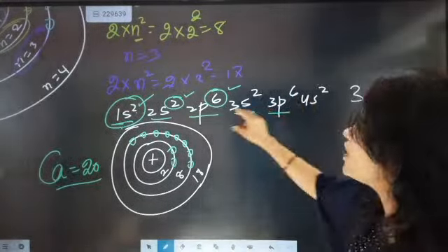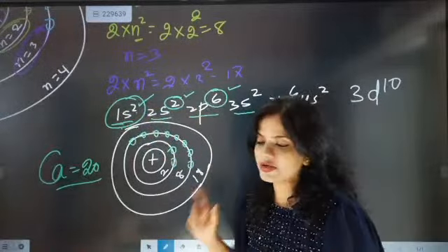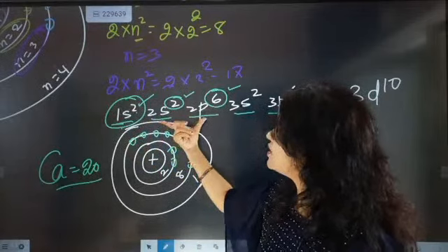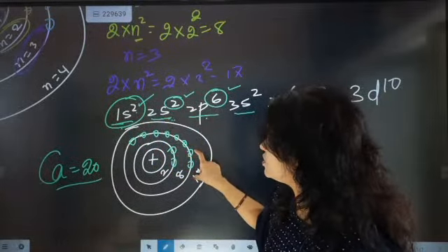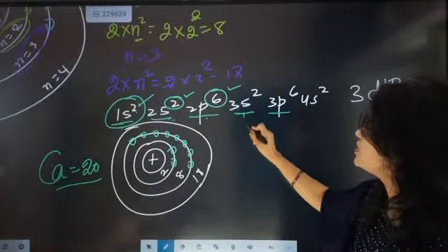So you see, you have to read it in a sequence. You have to take the number of electrons in a sequence. Like the first one we wrote 2, then we counted these together and wrote 8. Now we have to count them together.